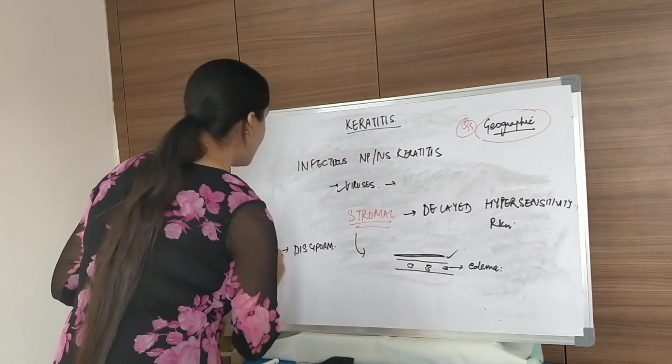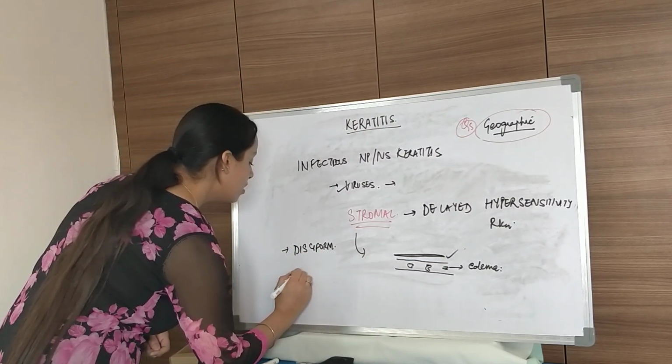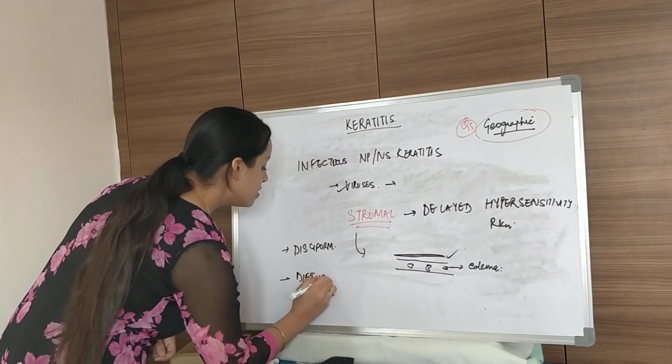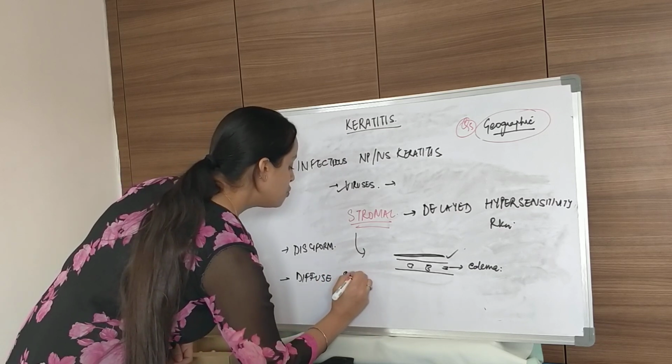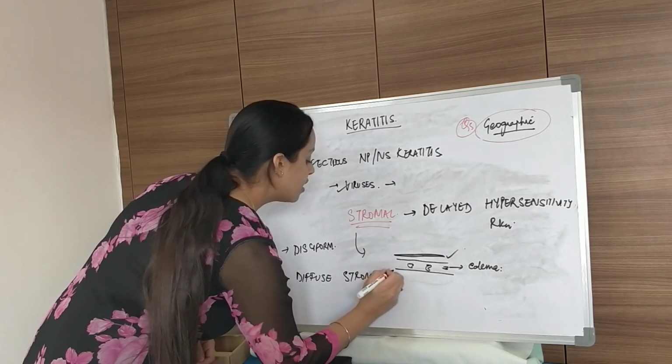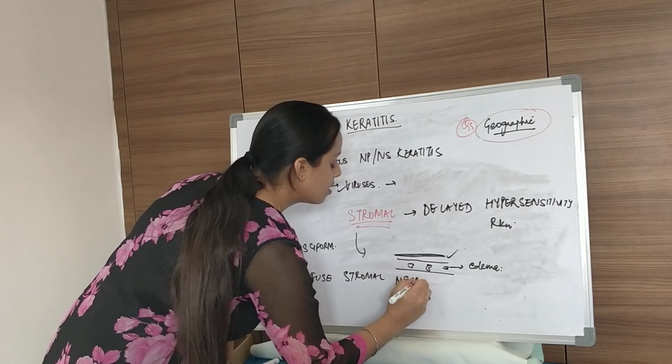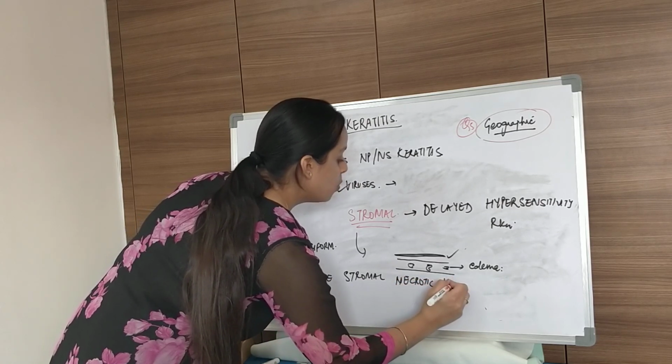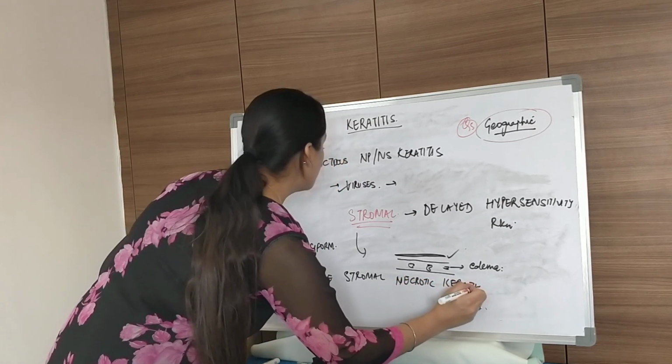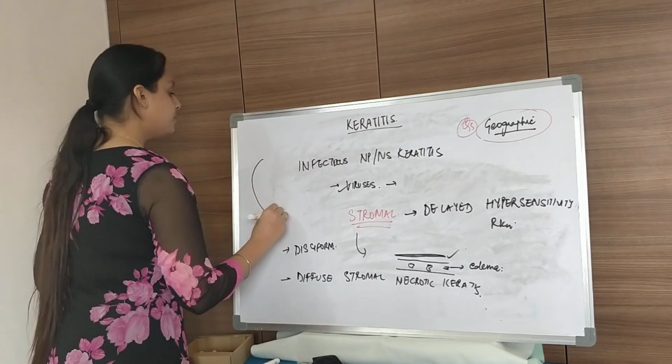Now sometimes what might happen, it can be a diffuse type of keratitis. So it's called diffuse stromal necrotic keratitis. Okay. So when there is a diffuse stromal necrotic keratitis, what will be the picture?